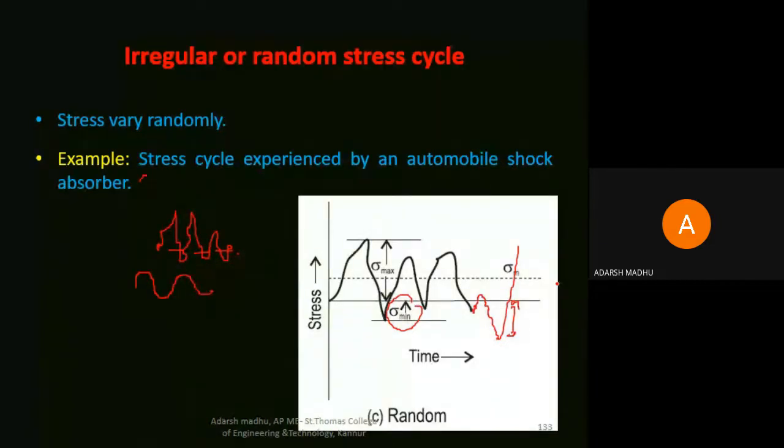So the main example shown here for an irregular or random stress cycle is the stress cycle experienced by an automobile shock absorber. In an automobile shock absorber, on the road, the shock and load effect received at each point as vehicles run will be different. If there are gutters, potholes and humps, or if it is a plain road, the road is changing continuously in different manner.